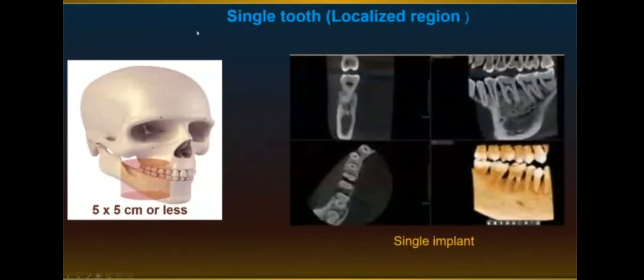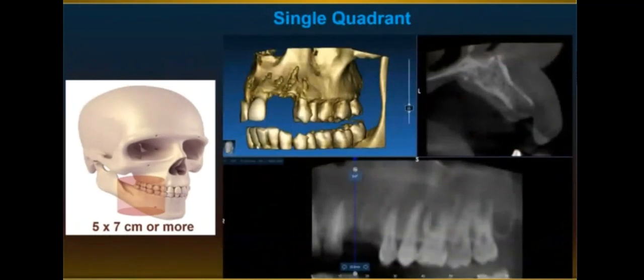Here we have the field of view made for a single tooth, commercially called endomode. This is 5 by 5 centimeters or less, and it allows us to see only a single implant or a maximum of 2 adjacent implants. So if you have only one implant, this can be enough. Then you can scan half of a jaw, which is a single quadrant. This dimension is about 5 by 7 centimeters or more.